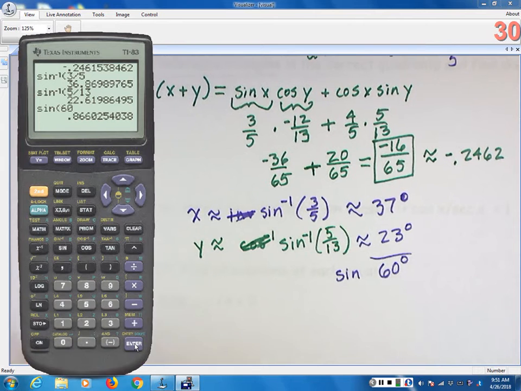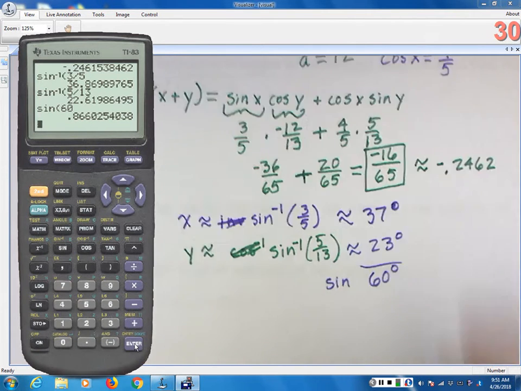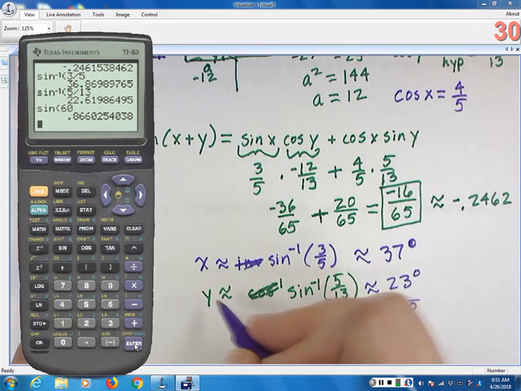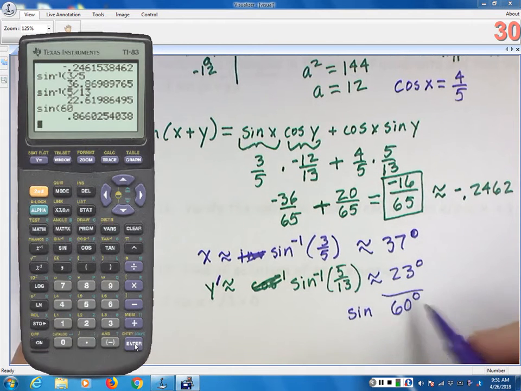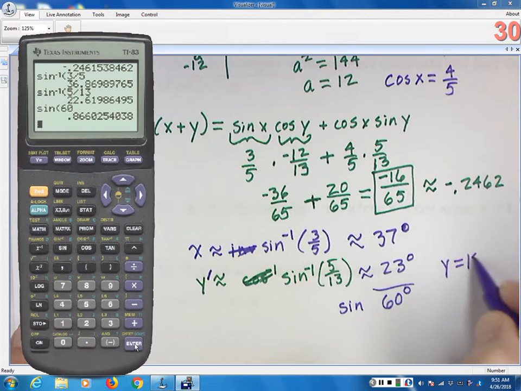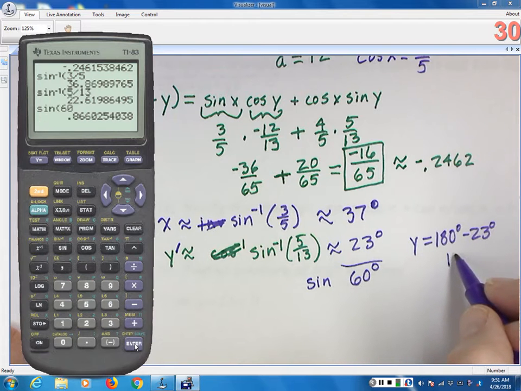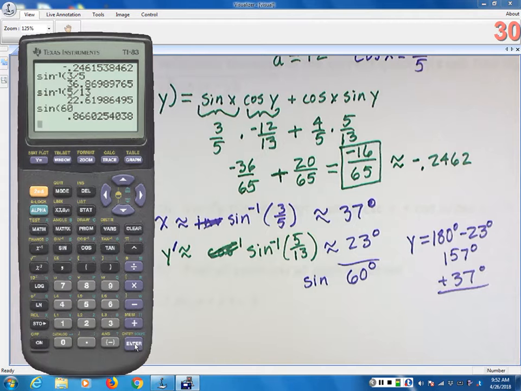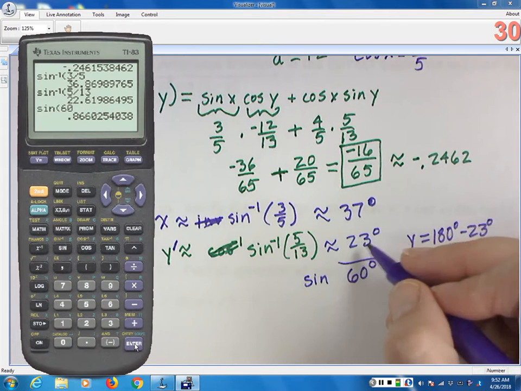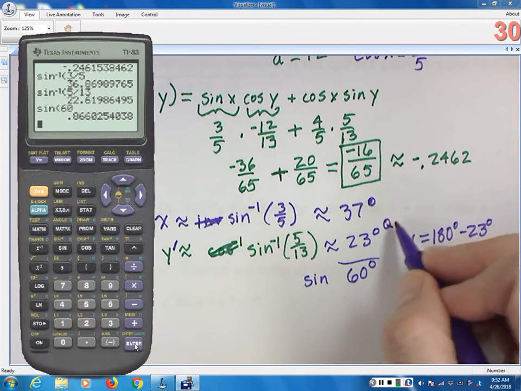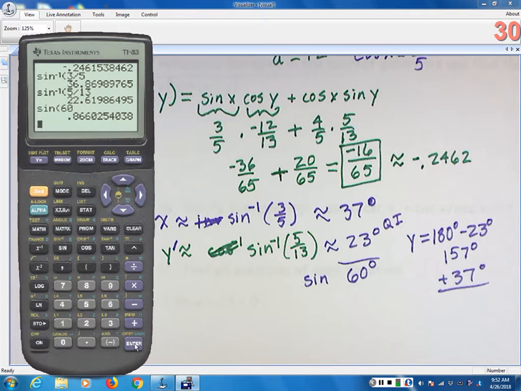So, you have to find this angle. My y prime is 23 degrees. So y is 180 minus 23. So you do have to know some information here. That's 167? No, 157. So 157 plus 37. Remember where it was, we didn't do it right. It's the wrong quadrant. This is quadrant 1.